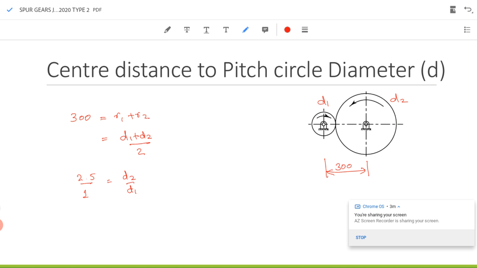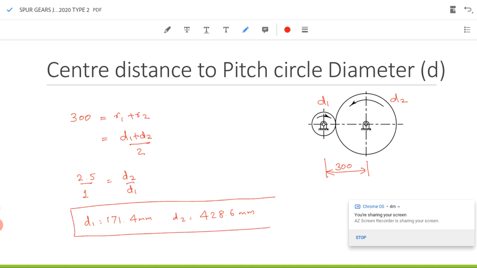After substitution, I will get D1 equal to 171.4 mm and D2 equal to 428.6 mm. So this is the type 2 problem where the diameters of the gear and pinion are obtained from the center distance.